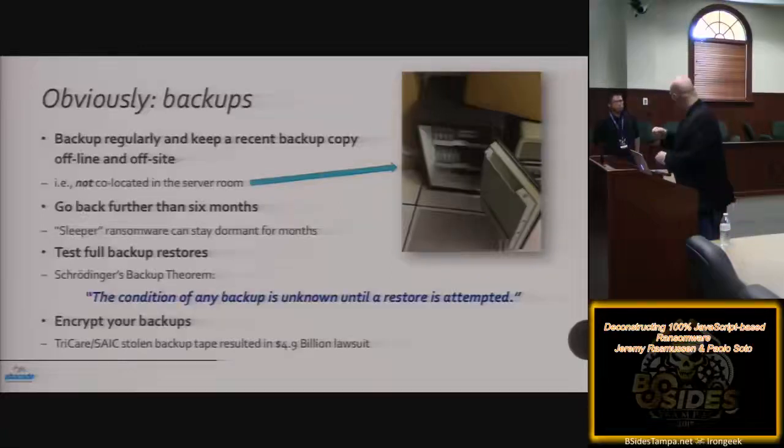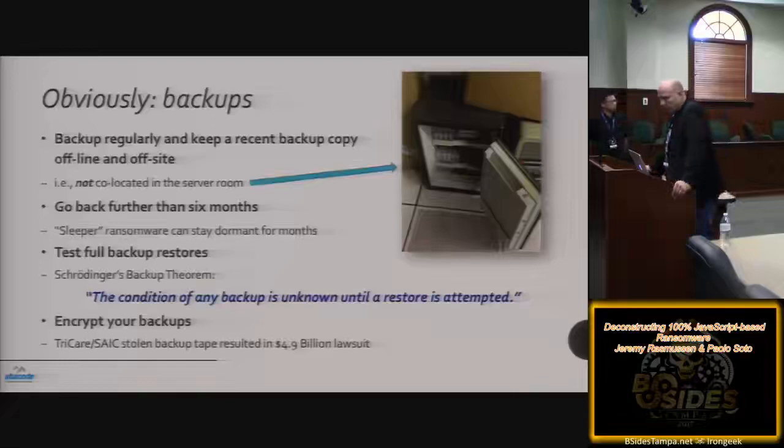Also, that was the one where I was able to use a credit card to shim the lock on the server. Also, I don't think they were backing up in any sort of timely way. So this is the point. We've seen sleeper or dormant types of ransomware now that will stay silent for like 6 months and then come to life later on. So if your backups only go back 2 or 3 months, you're going to be SOL when you try to recover. So that's the whole Schrodinger's backup theorem: the condition of any backup is unknown until a restore is attempted. So not only should you have backups, but you should try to restore them and test them often.